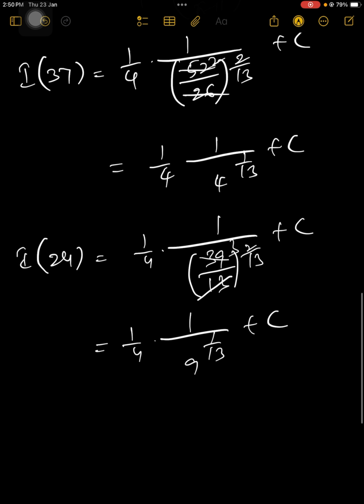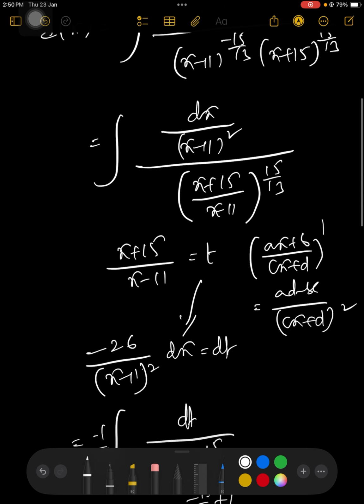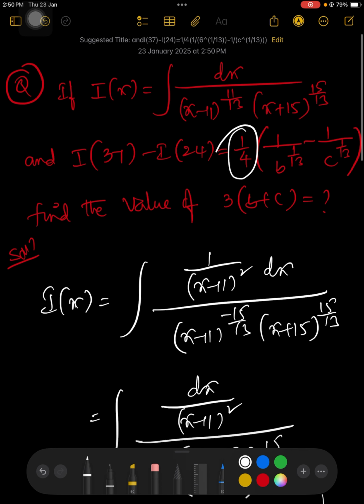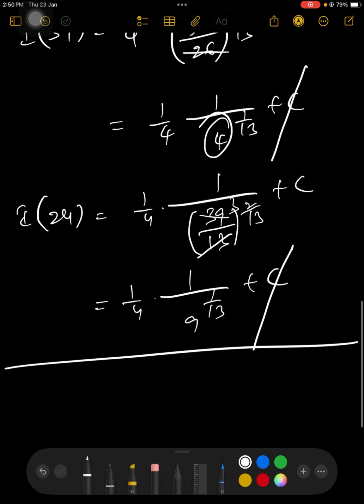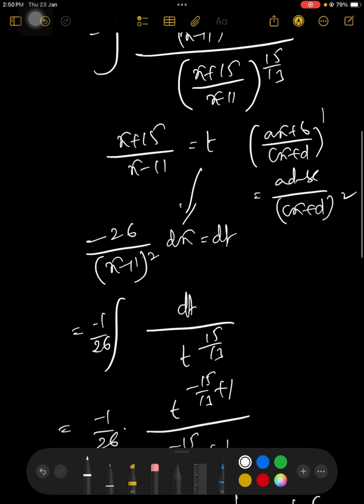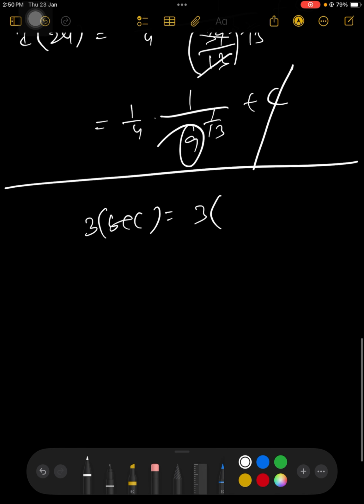If you subtract these two, this c will cancel anyway. 1/4 is common: 1/4 times (1 by b power 1/13 minus 1 by c power 1/13). Here clearly b is 4 and c is 9. What we want to find is 3 times of (b plus c), that is 3 times of 4 plus 9, 13, 3 13s are 39.